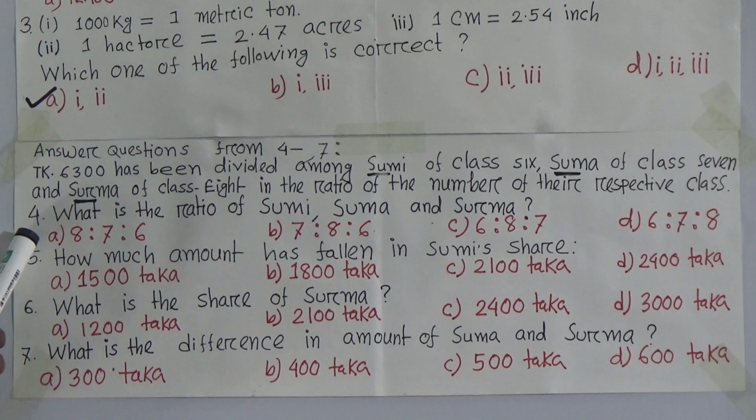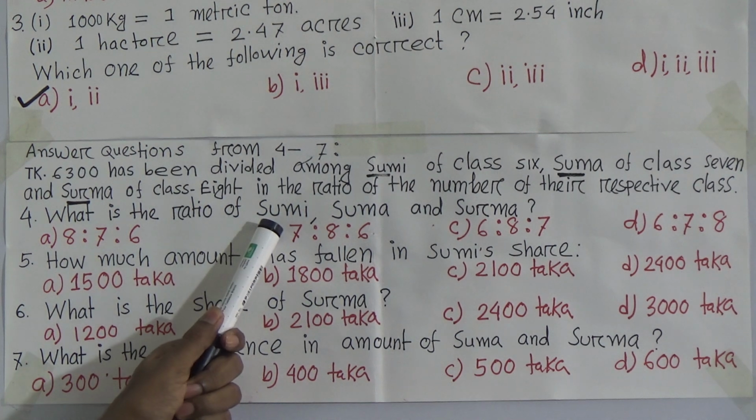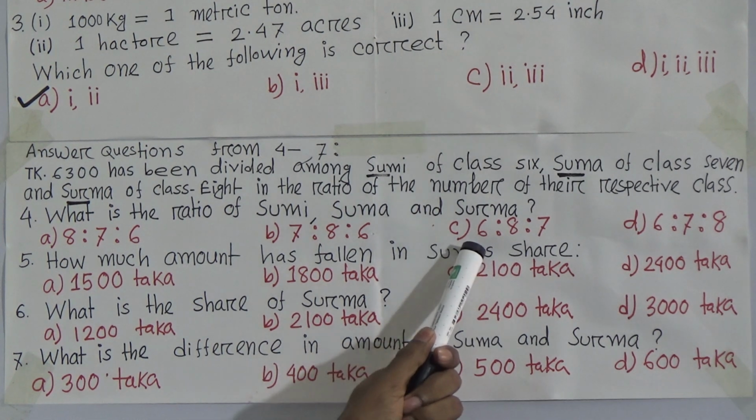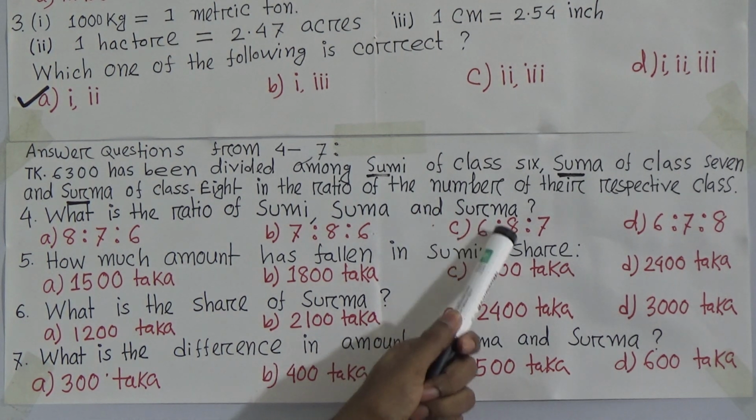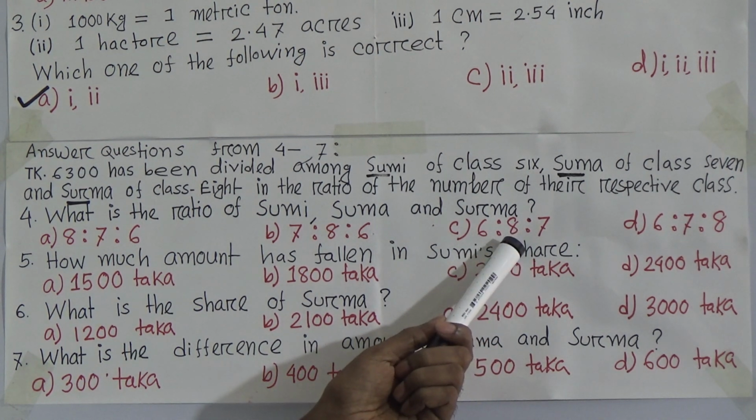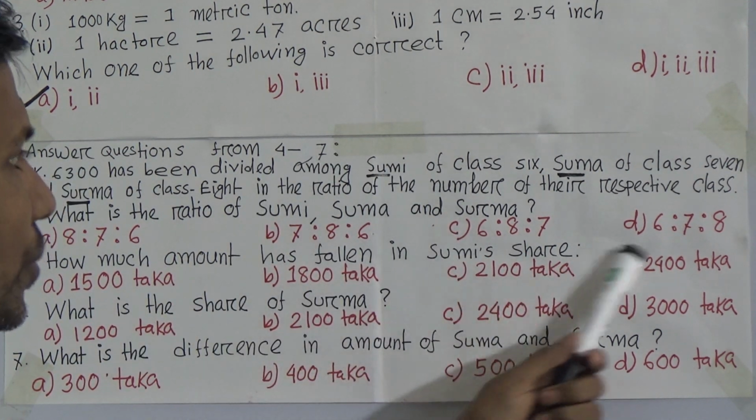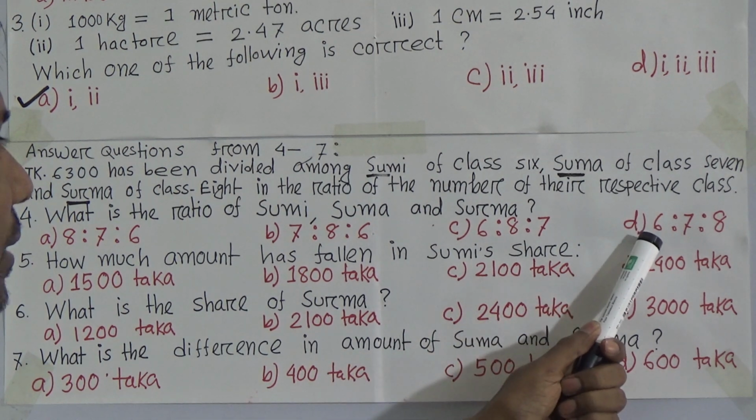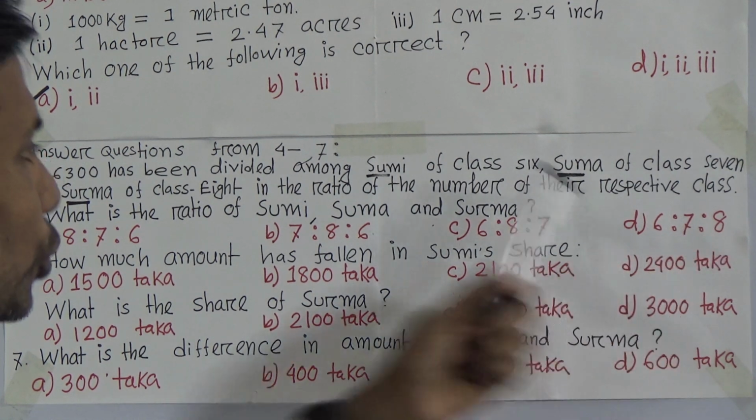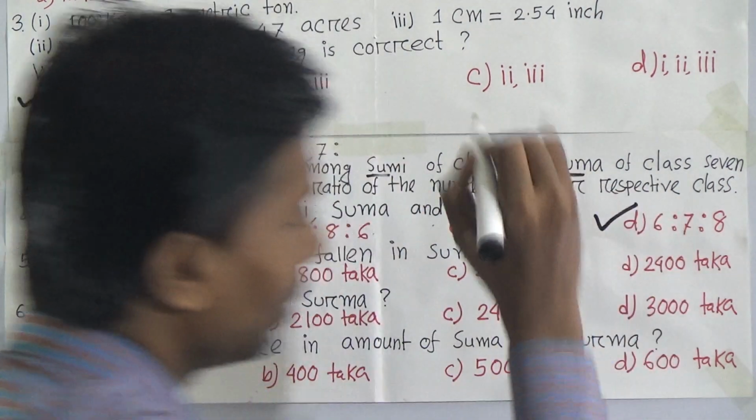See question number 4. What is the ratio of Shumi? Shumi, that means 6. Among the options, this is 6, Shuma 7, but this is not correct because there will be 7. So these options are not valid. You see, Shumi 6, Shuma 7, Shurma 8. So option D is the most correct answer. So you give a tick sign.